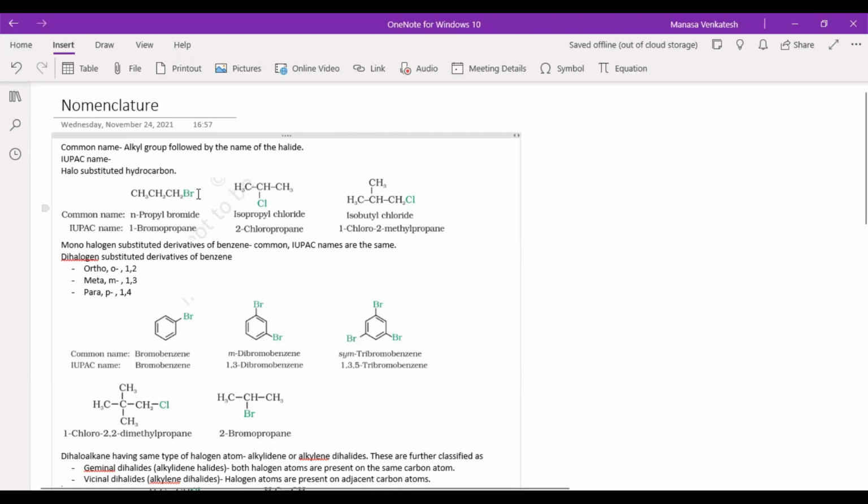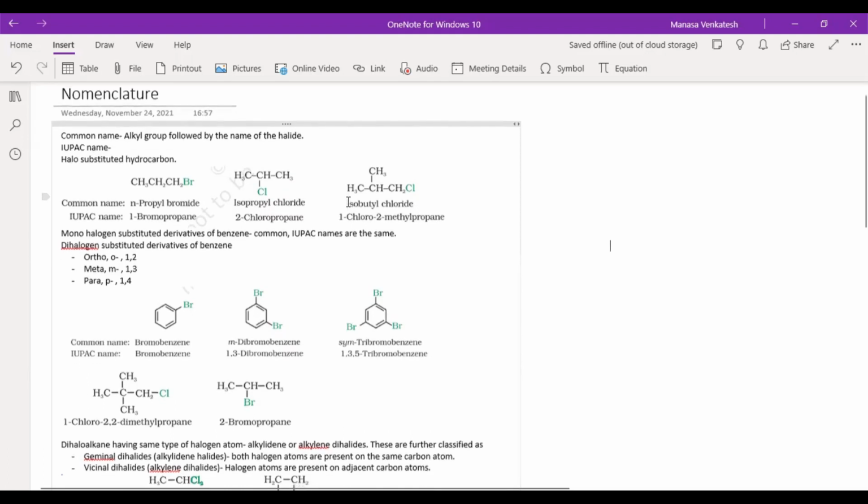In case of the IUPAC name, halogen is not going to come up as a suffix, but halogens are going to be written as prefixes. So here, this compound has 1, 2, 3 carbon atoms, so it's a propane, obviously. And the bromine is attached to the first carbon atom. So it's a 1-bromopropane. This is 2-chloropropane. This is 1-chloro-2-methylpropane.